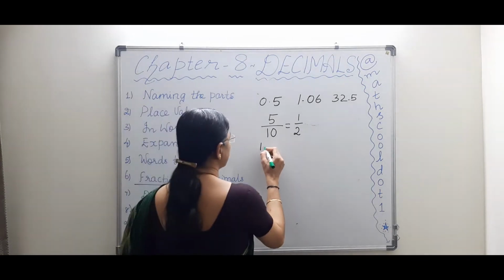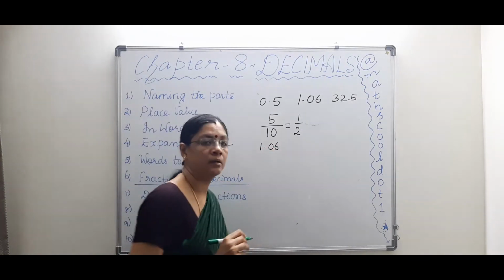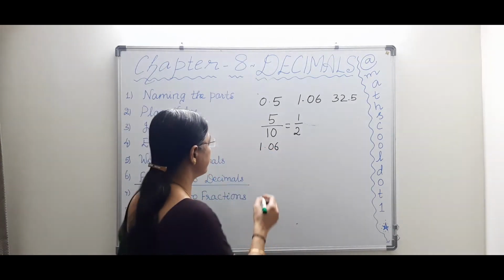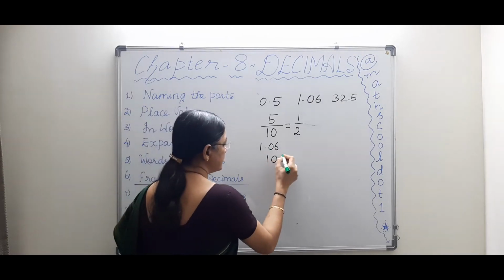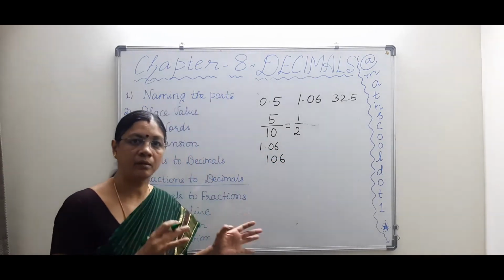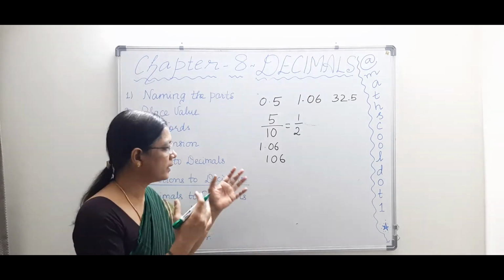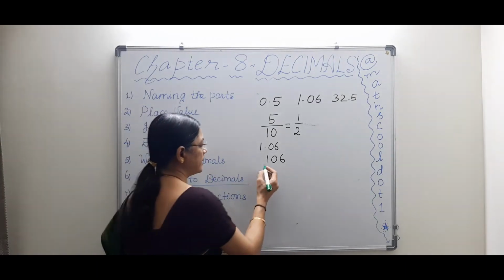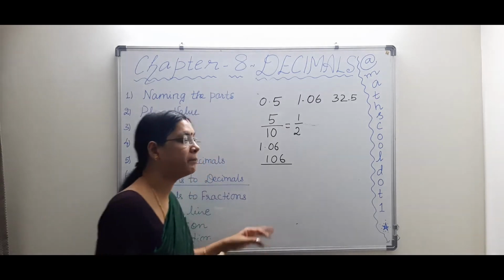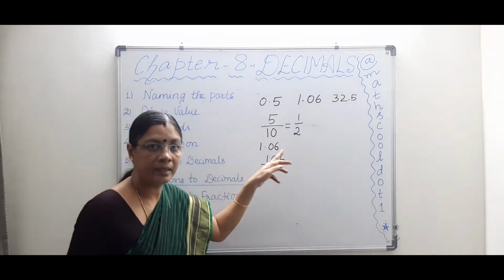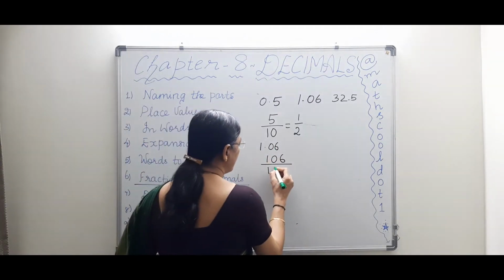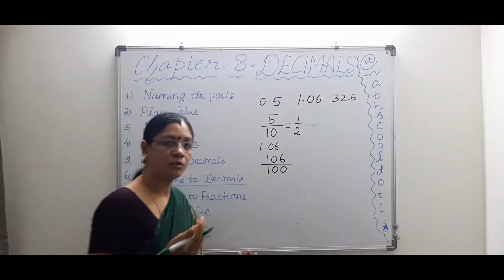Now the next one is 1.06. The first step is to write the number as it is. See, 106, write the number as it is irrespective of the decimal point. You write all the digits together, 106. Now what will be the denominator? You have two places in the decimal number, so 1 followed by 2 zeros.